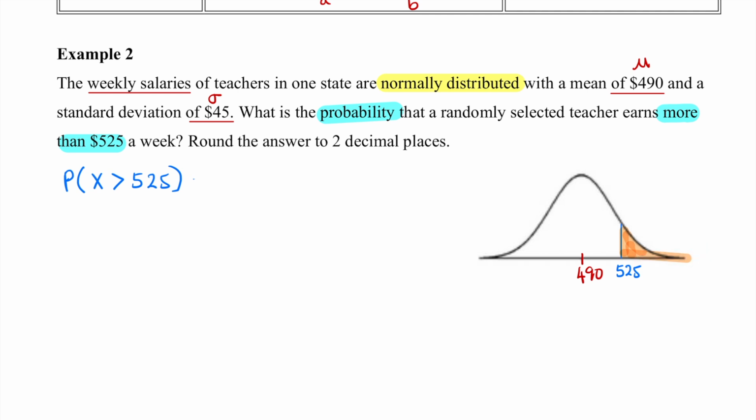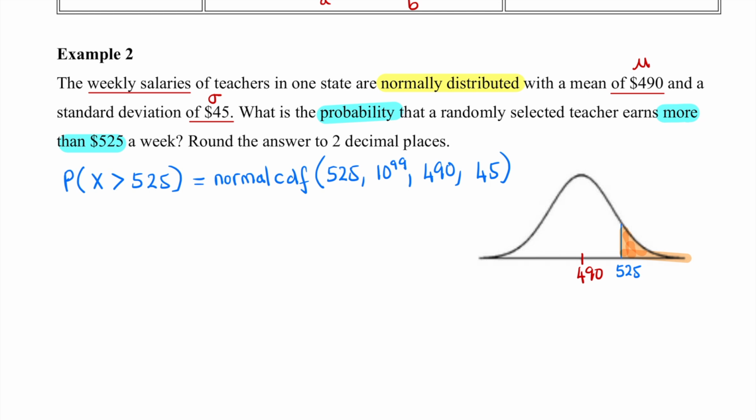So we use normalcdf, 525, comma, 10 to the 99, comma. This is my lower bound. This is my upper bound. The next number is the mean, which is 490. The last number is the standard deviation, which is 45.